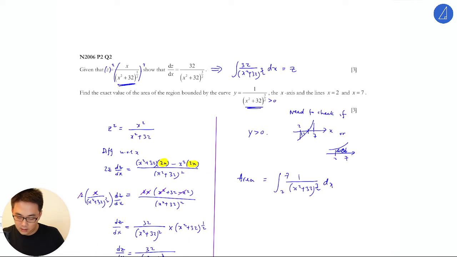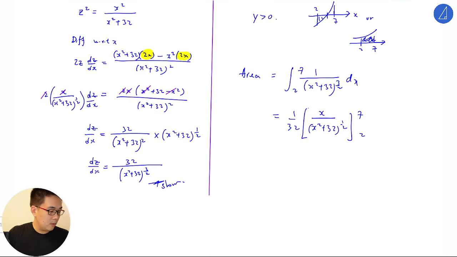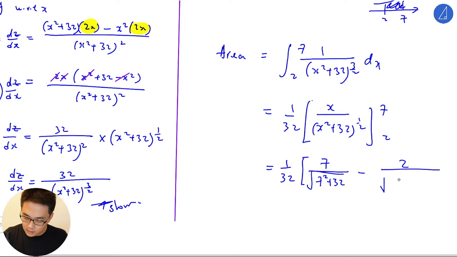So in this case here, there's no 32 here, so you divide by 32. There's 1 over 32 x over alpha. Then you just put 7 and 2. It'll be here, 2 squared.